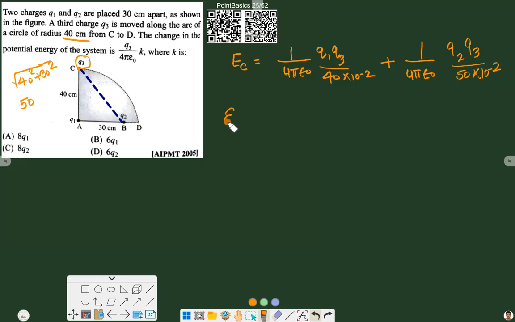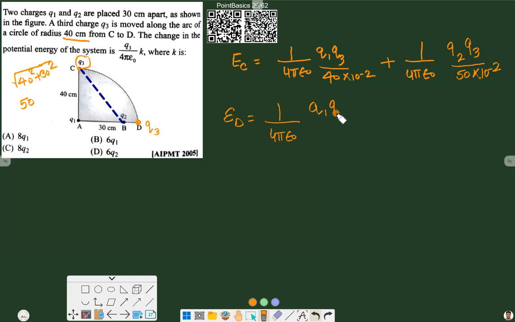Now similarly for point D, the total energy will be, when Q3 is at point D, its distance from Q1 remains the same, because the Q3 particle is moving in a circular arc. So the radius of this circular arc remains the same, and as mentioned, that radius is equal to AC, that is 40 centimeters. So AD will also be 40 centimeter. So here the energy remains the same because the distance remains the same, as energy is a scalar quantity.